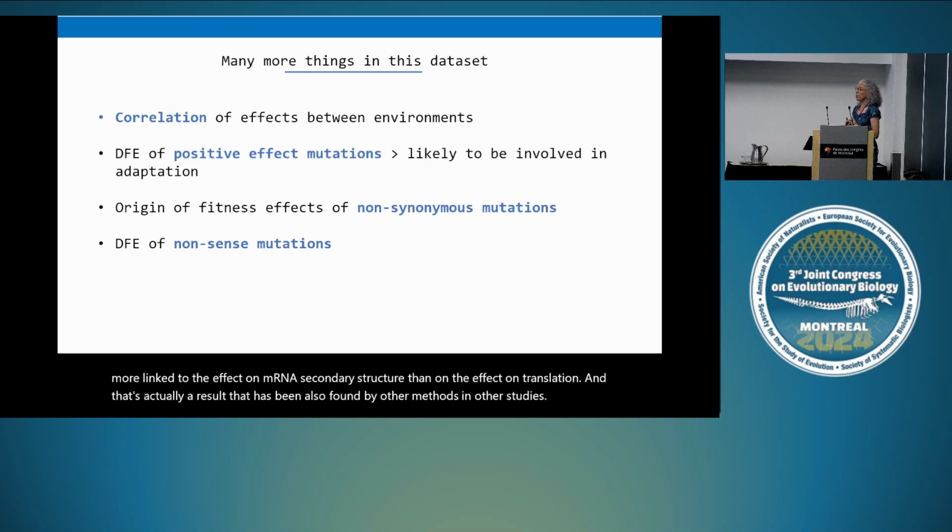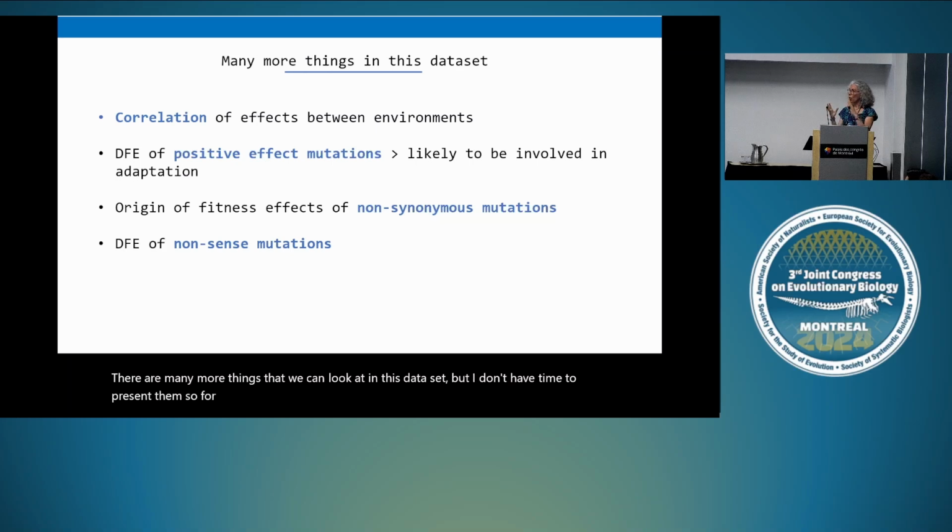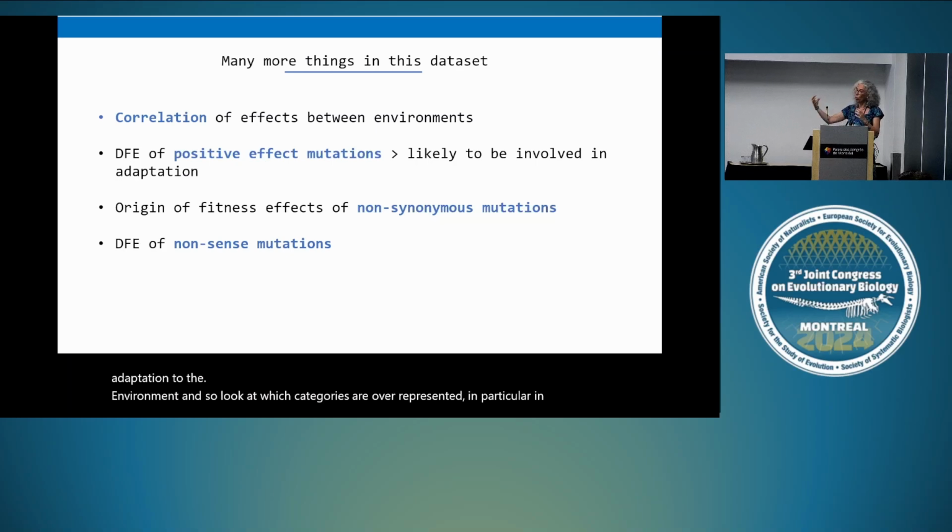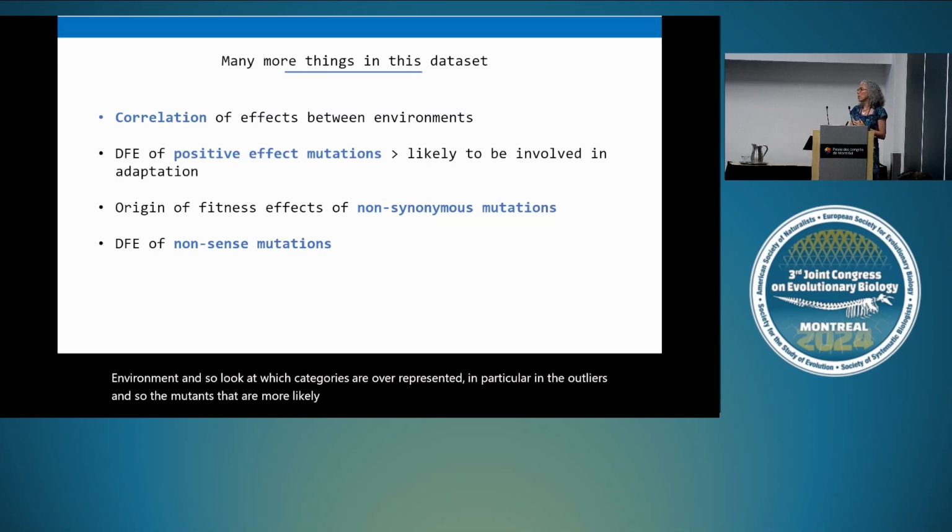There are many more things that we can look at in this data set, but I don't have time to present them. For example, we can look at the correlation of effects between environments, and I can tell you that they are quite strong for the non-synonymous mutations and not that much for the other categories. We can also focus the analysis of the distribution of fitness effects on the positive effect mutations, because these are the mutations that are likely to be involved in adaptation to the environment, and look at which categories are overrepresented, in particular in the outliers, the mutants that are more likely to rise in frequency.